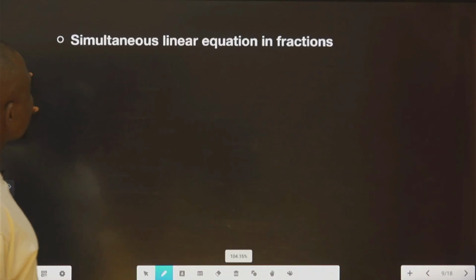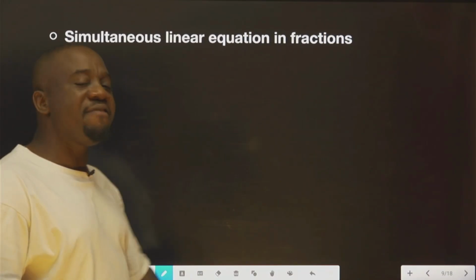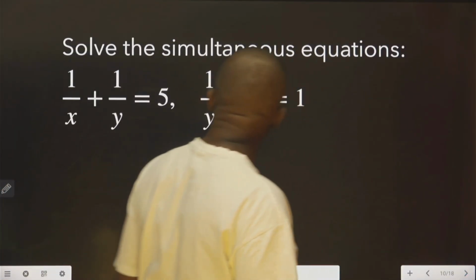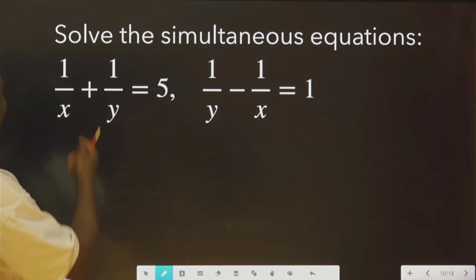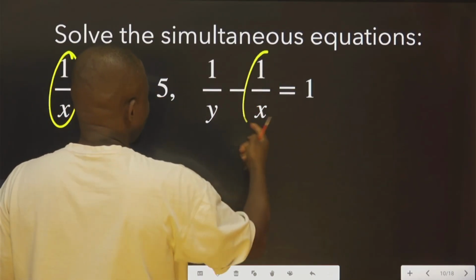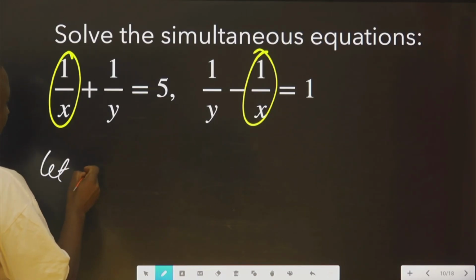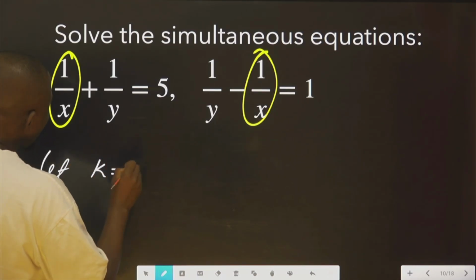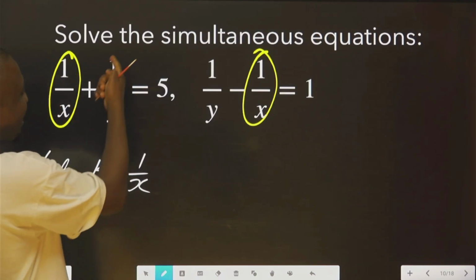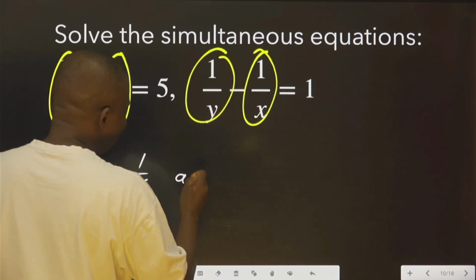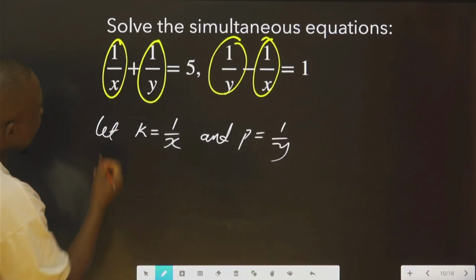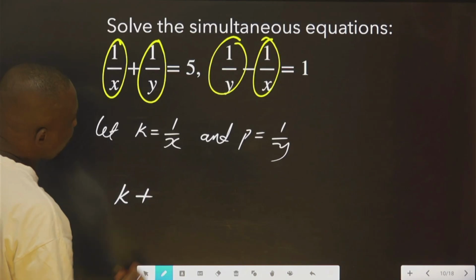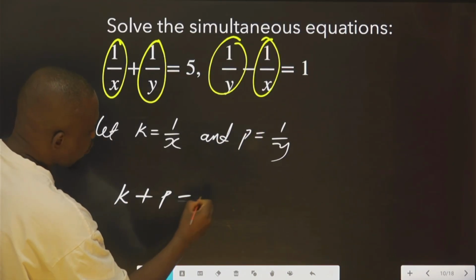Okay? Now, let's look at simultaneous linear equation in fraction. Okay? Simultaneous linear equation in fraction. Look at this. Say, solve the simultaneous equation, this. One thing I notice here is there is a pattern. This pattern. This pattern. So why not better say let's say k be equals to 1 over x. This another pattern. And p equals to 1 over y. We know this. This is our k plus this is our p equals to 5.